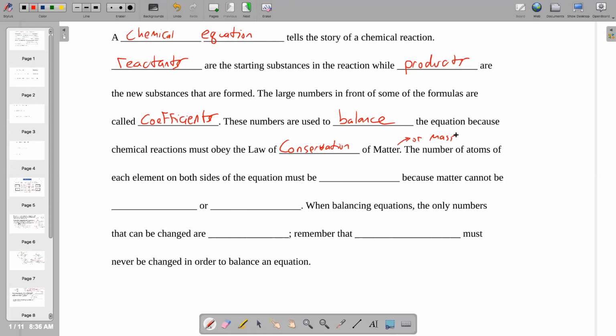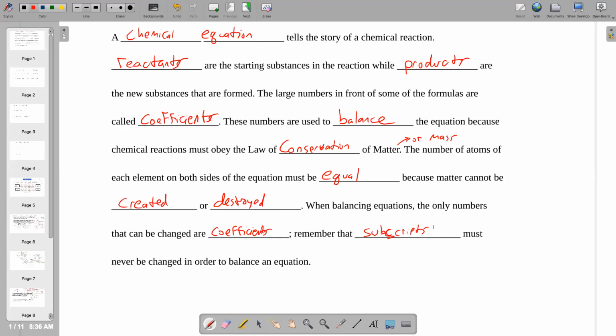So it has to have mass. So law of conservation of mass, law of conservation of matter, they really mean the same thing. The numbers of atoms on both sides of the equation must be equal, or you say balanced, because matter cannot be created nor destroyed. When balancing equations, the only numbers that can change are coefficients. Subscripts can never be changed.